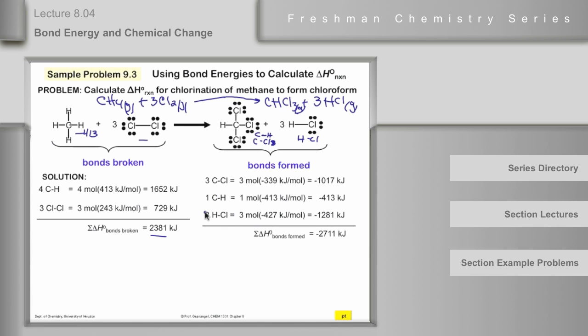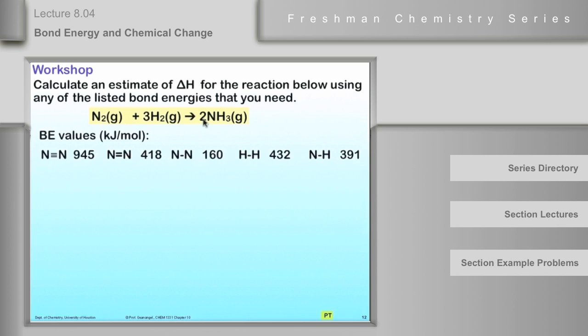Okay, sorry. So we're ready to finish this up. The delta H reaction, again, is the summation of the delta H for the bonds broken plus the delta H of the bonds formed. And that's 2381 plus a negative 2711. And that's the summation of the thing, negative 330 kilojoules. So this reaction gives off 330 kilojoules per mole of methane.